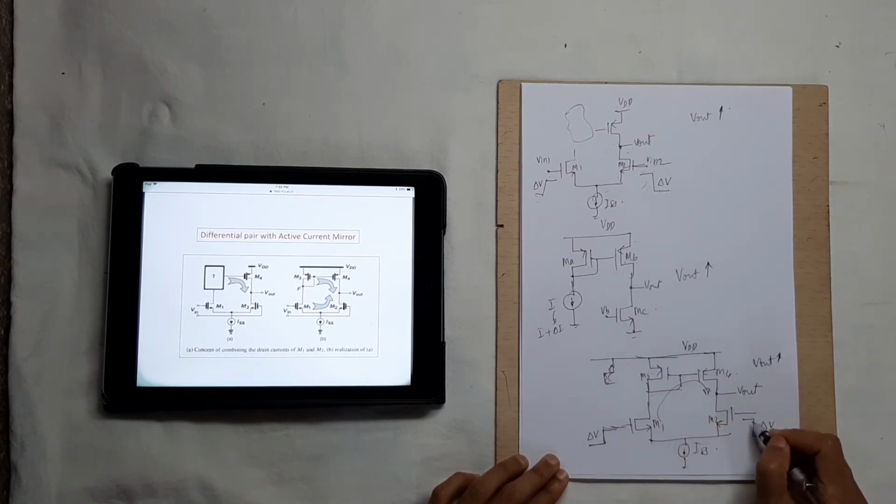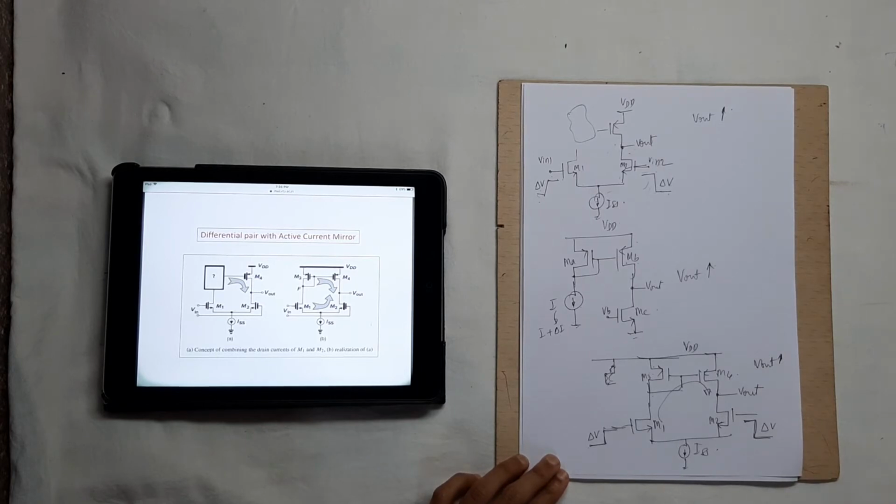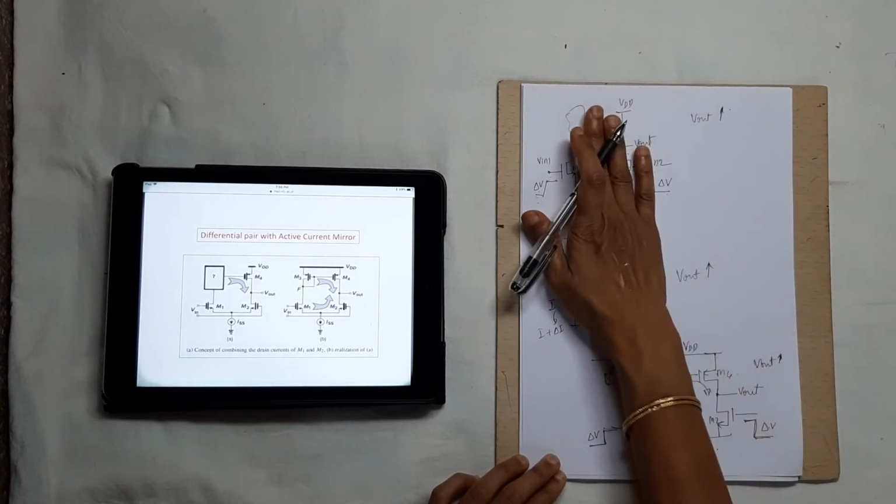What is this part of the circuit? Here the output is reduced by delta V. So because of that, the current through M2 decreases. So now for this particular case, you consider this circuit.